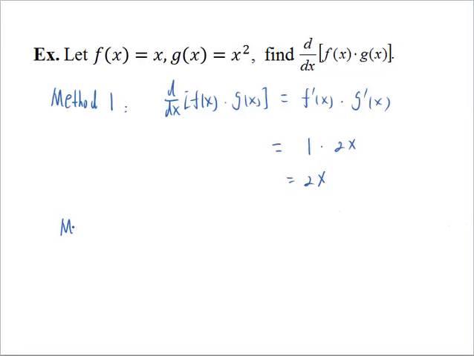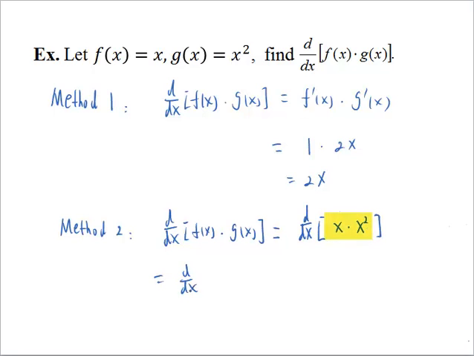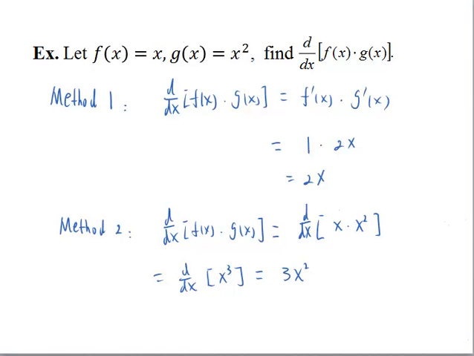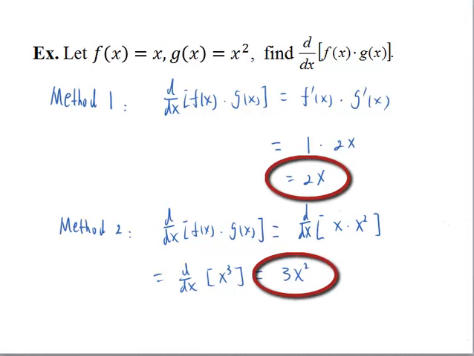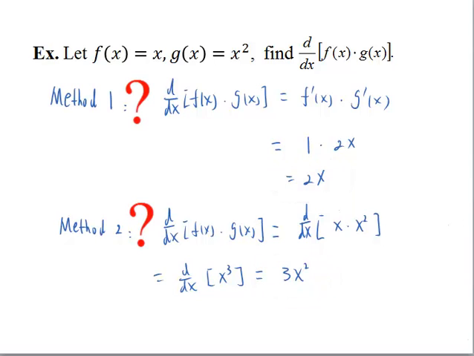For the second method, because f and g are both power functions, we are going to simplify f times g before we take the derivative. So the derivative of f times g equals the derivative of x times x squared. And x times x squared is x cubed. So by the power rule, the derivative is 3x squared. So now we have two different answers for the two different methods. Because the derivative of a function is unique, there must be one method that is wrong. So the question is, which method is the incorrect one?